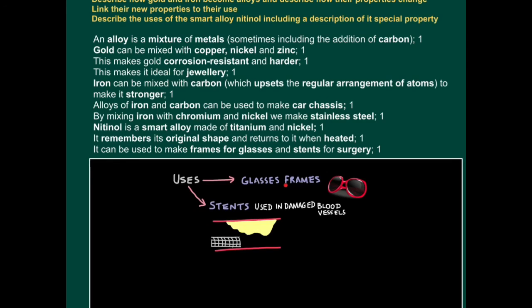So for example, you could say alloys of gold can become corrosion resistant and harder, which makes it good for jewellery. So if you want to sacrifice a few sentences here and still get full marks, I would get rid of the ones where I'm detailing what they're actually mixed with to make the alloy.